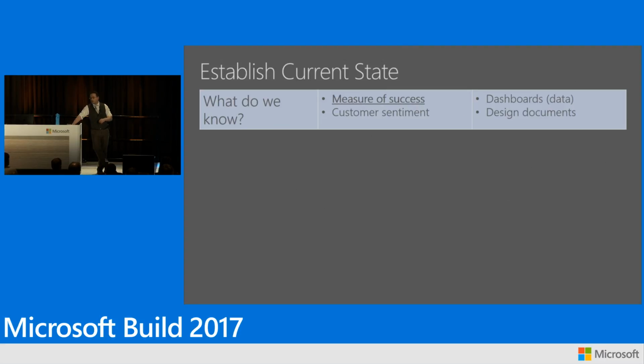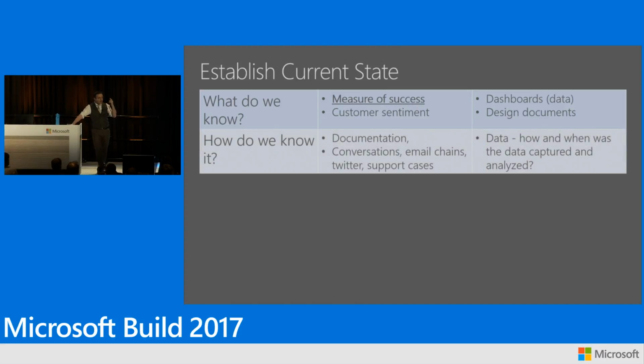What do we know about the current situation? More importantly, how do we know it? Is it documented? Was it a conversation? Was it a Twitter thing? Was it actual data? And if you've got data, where did it come from? When was it captured? How was it analyzed? Because unfortunately, data is going to tell lies in the heat of the moment. So we just need to understand where our data is coming from and what we do with it.